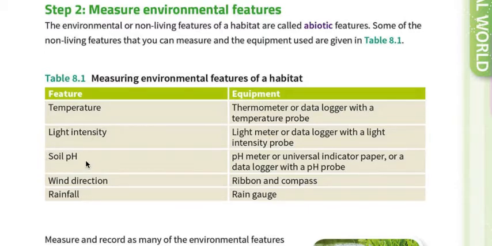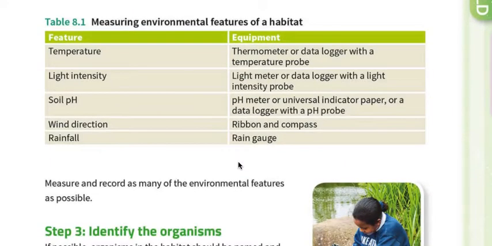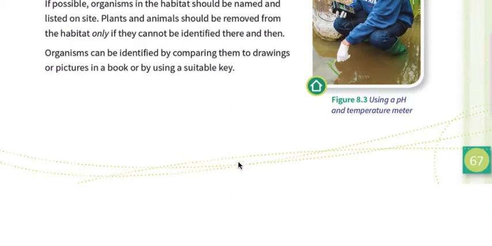If the soil is particularly acidic, it might lend itself to different types of plants. Also, some plants will require more rainfall. So there's lots of environmental features there that will affect the habitat. So I want you to go through this in your own time.